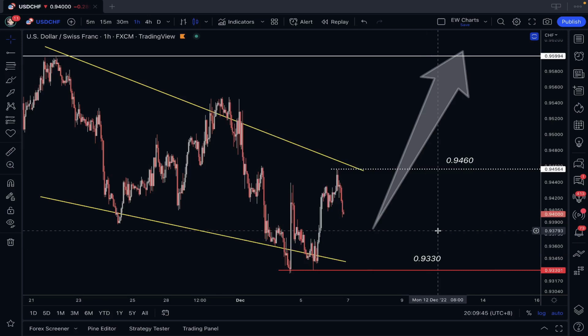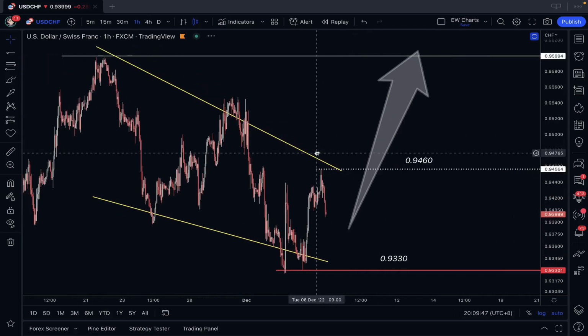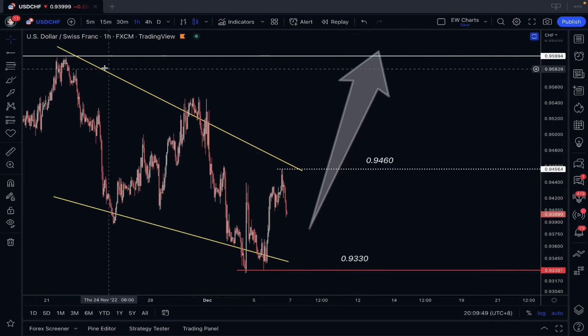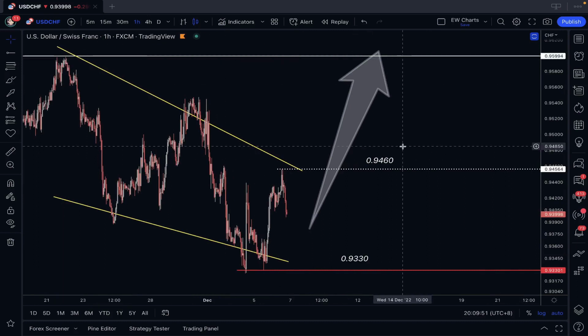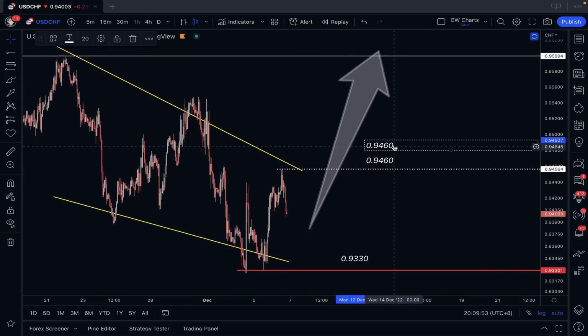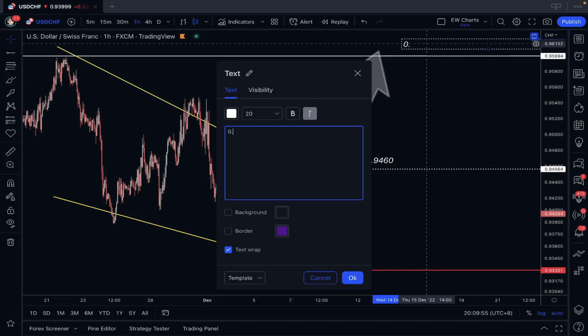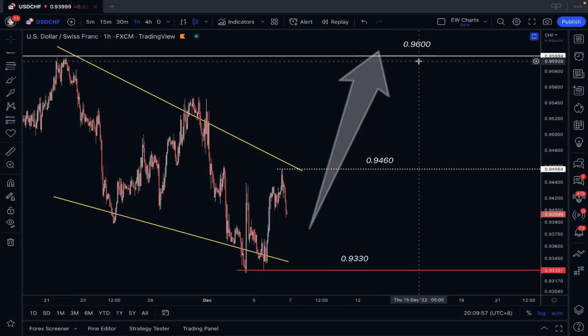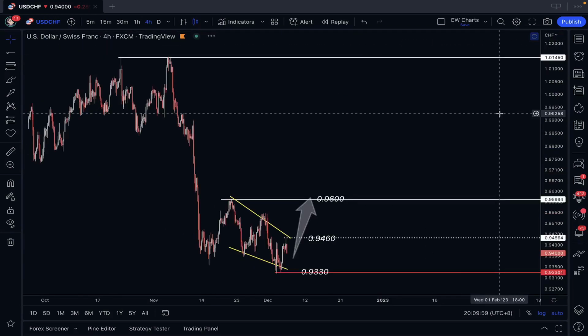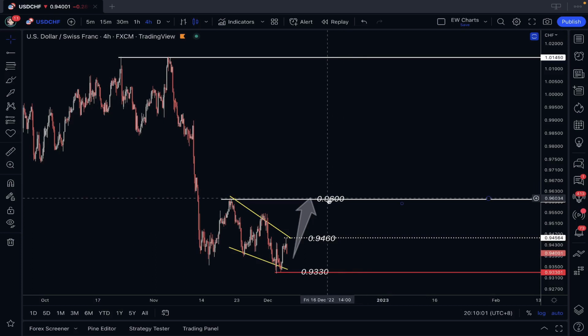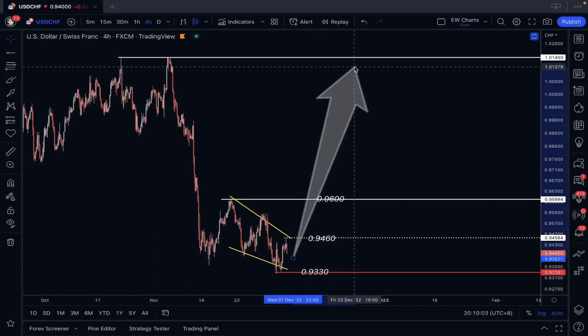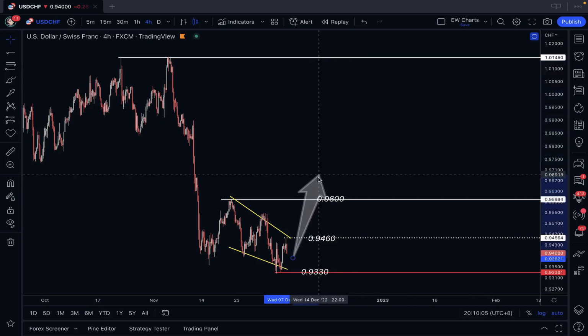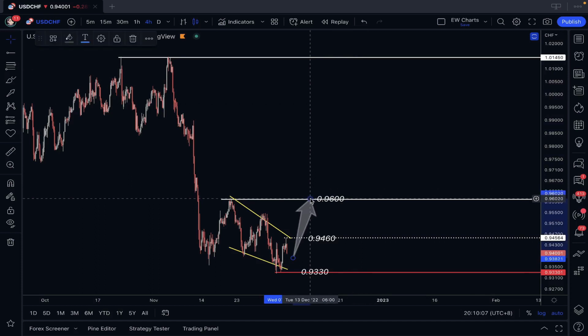Your first target, very conservatively, you can put it at this high, which is going to be around 0.96. That would be your first take profit. If you go back to the 4-hour chart, if this level breaks, obviously it has a lot of upside potential, but my suggestion is at least take some partial profits around 0.96 first. So this is again another potential setup that you can consider for the Dollar Franc.